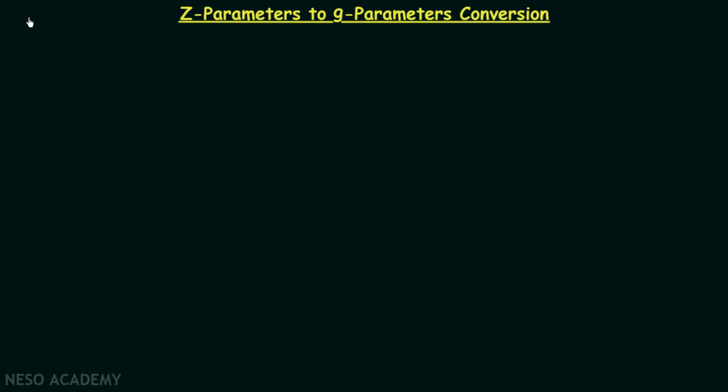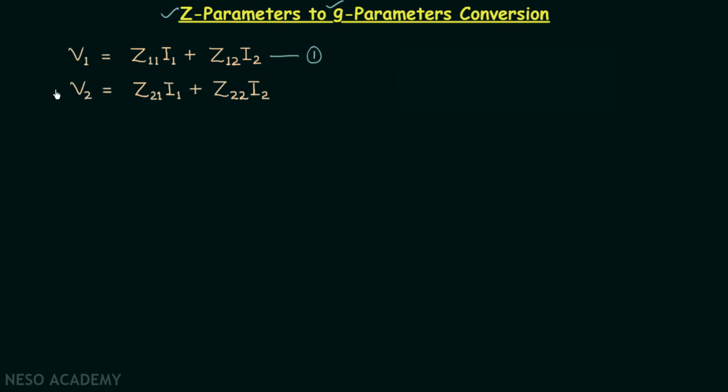In the last lecture, we had a discussion on G parameters, and therefore we have a clear understanding of G parameters. And now we are going to perform the conversion of Z parameters to G parameters and the conversion of G parameters to Z parameters. First we will convert the Z parameters to G parameters. To start with, I have taken the set of equations we have in case of Z parameters. Let's say this equation here is our equation number 1, and this equation here is our equation number 2.